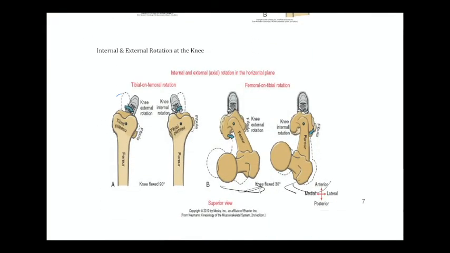Okay, so now we're going to look at internal and external rotation at the knee. And this can be a little bit confusing, just like the hip can also be a little bit confusing, especially when we look at open and closed chains. So we're going to take a second and look at these, because it's going to play into our next topic, which is the screw home mechanism of the knee.